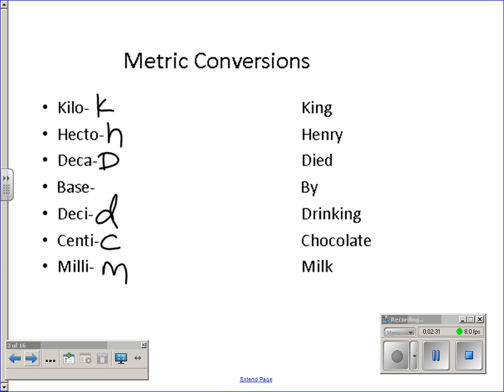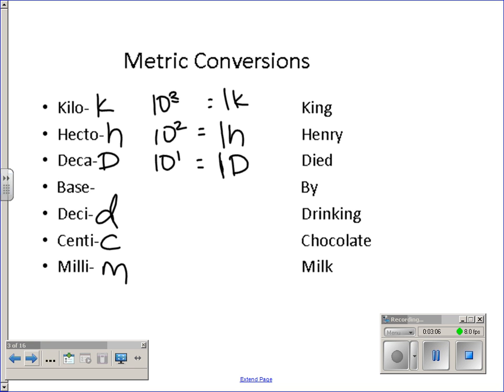Now, when we start to do these equivalence measures for metric conversions, we can say that 1 base, or 10 to the third base units is equal to 1 kilo unit. So instead of B, let's use U. 10 to the third base units is equal to 1 kilo. 10 to the second base units is equal to 1 hecto. 10 to the first is equal to 1 deca.